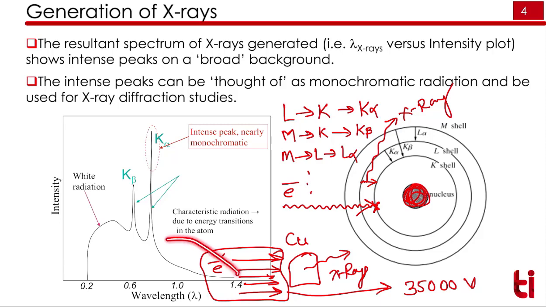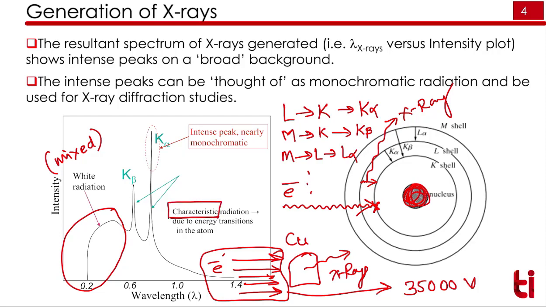Wherever there is no peak, we call that white X-ray. White X-ray has mixed wavelengths. If you get a sharp peak in between the wavelengths, we call that characteristic X-rays. Characteristic X-rays are the production of characteristic radiation from certain shells. They are characteristic because they are a property of certain shells or certain transitions that we know.